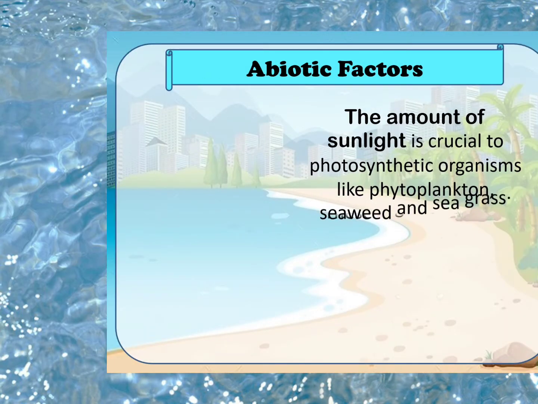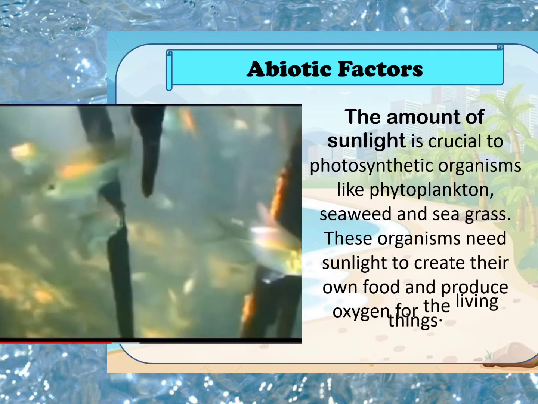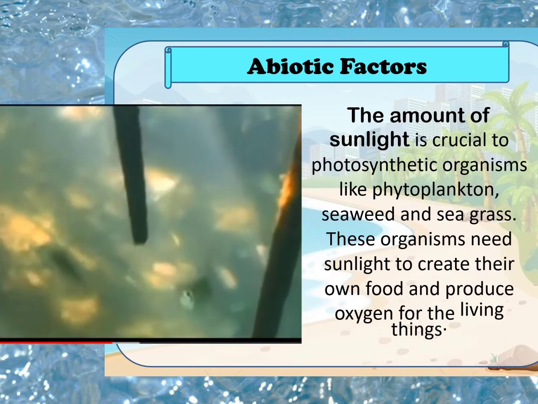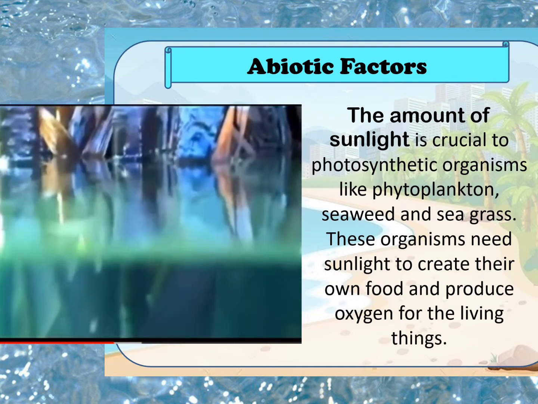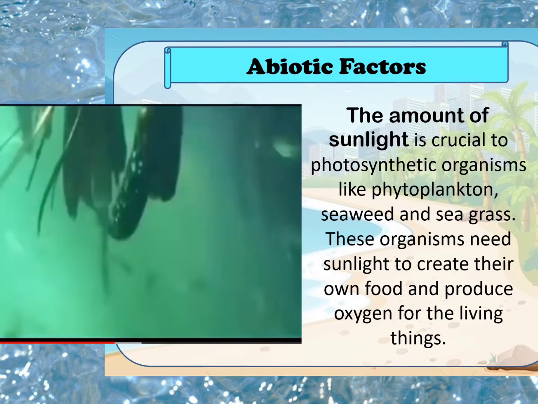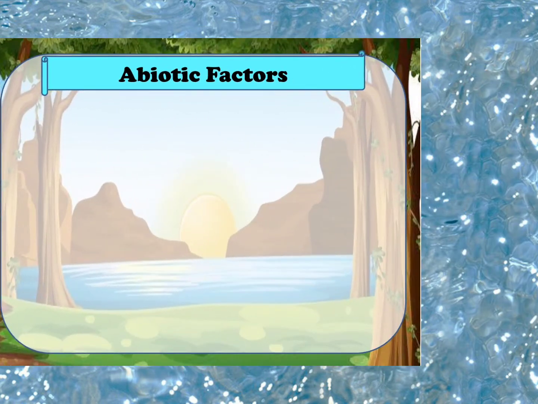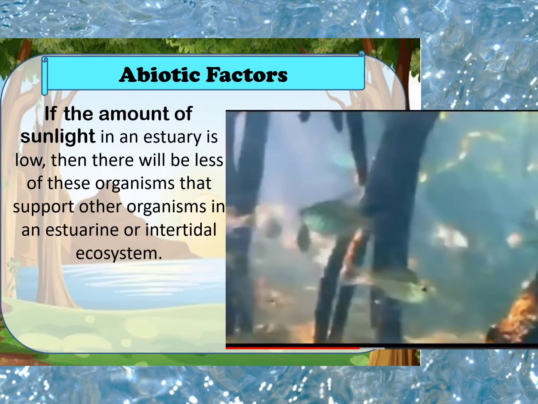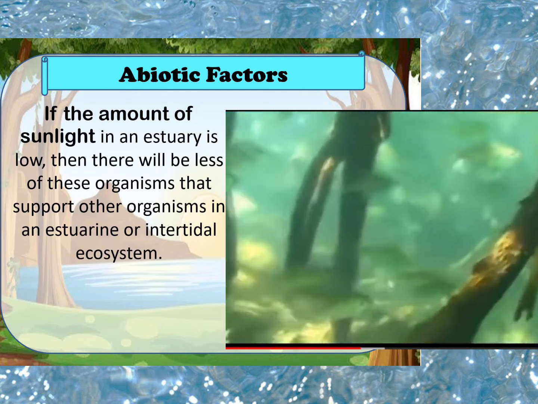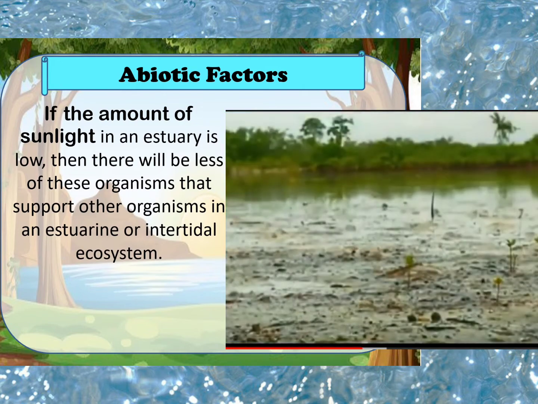Next is the amount of sunlight. The amount of sunlight is crucial to photosynthetic organisms like phytoplankton, seaweed, and seagrass. These organisms need sunlight to create their own food and produce oxygen for the living things. If the amount of sunlight in an estuary is low, then there will be less of these organisms that support other organisms in an estuarine or intertidal ecosystem.